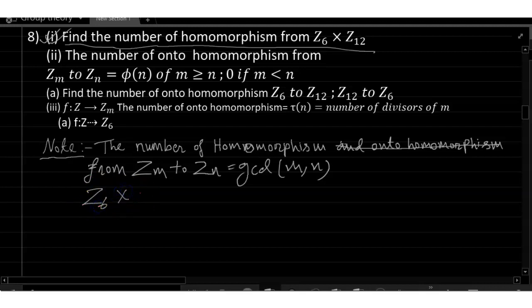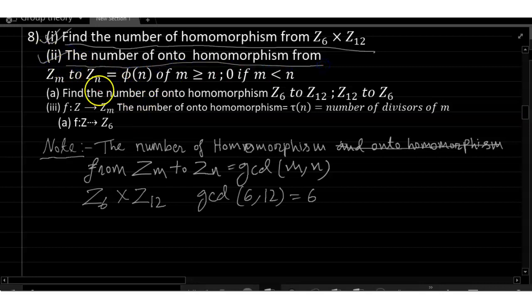Z6 to Z12 is GCD of 6, 12. The number of onto homomorphisms from Zm to Zn is equal to phi n. Phi n means the Euler totient function.